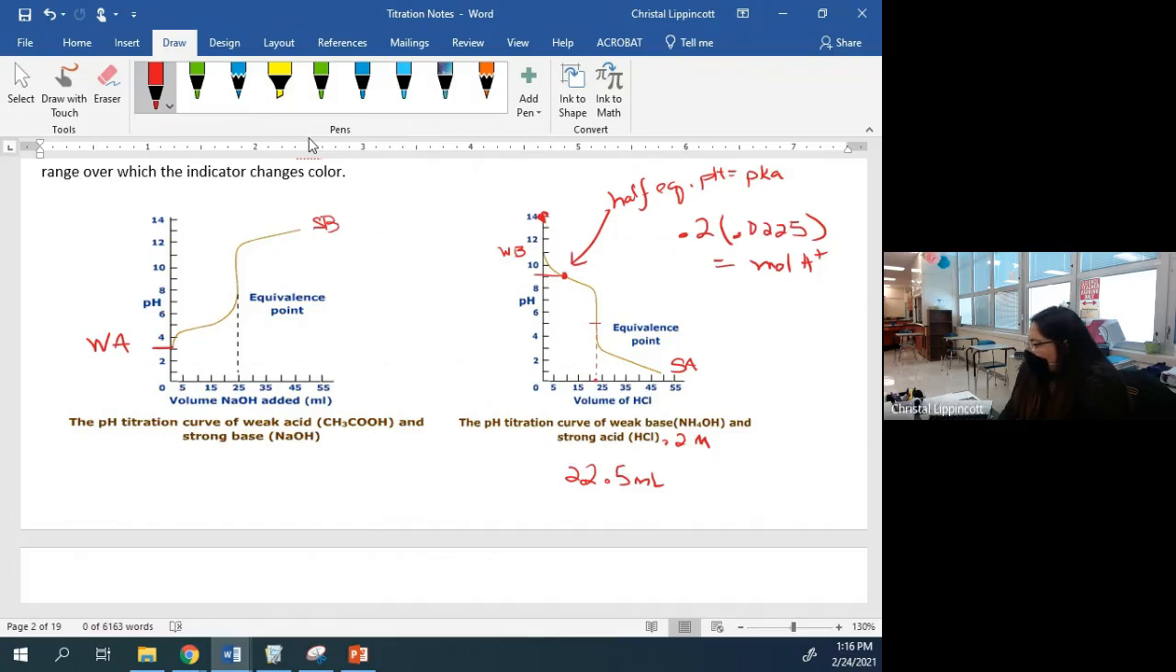So let's say that this was our halfway point here. Our pH is 9. So that would equal our pKa. And then we could go back and from that figure out what our Ka is for this. Because if you have pKa, if pH equals 9, then that's going to equal your pKa. And if I take 10 to the negative pKa, that will equal my Ka value.